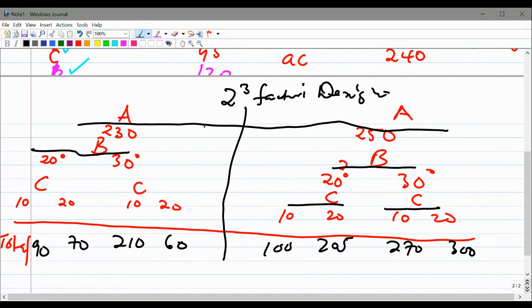So guys, you can see that what do you understand by this 230 and 250? What can be attached to this? If you see 230, we are simply telling you that A is 230 and the other A is 250.